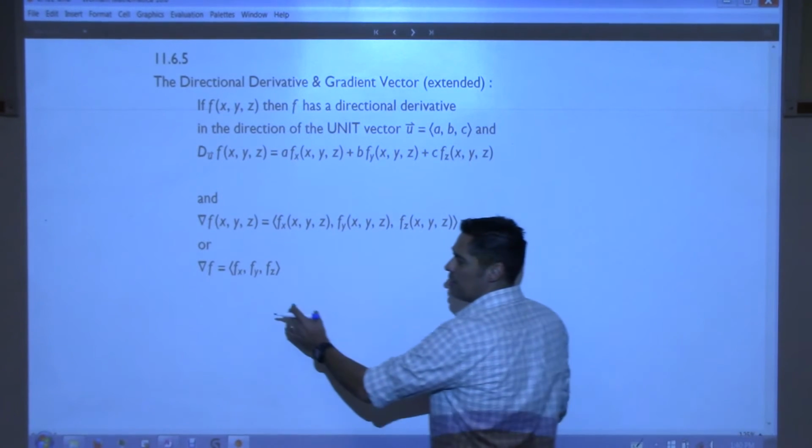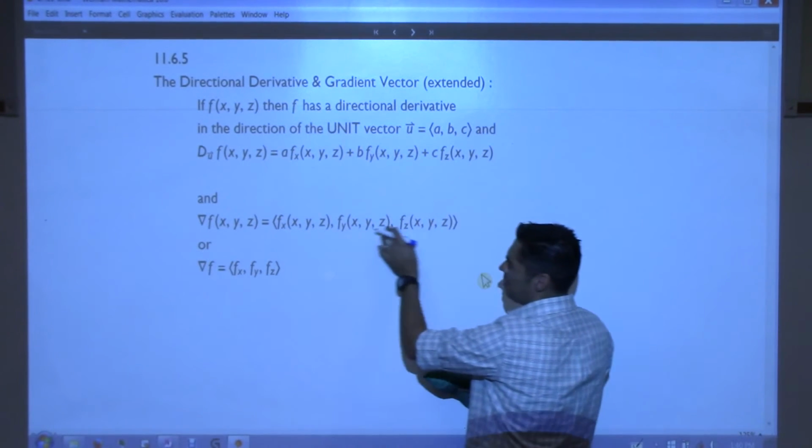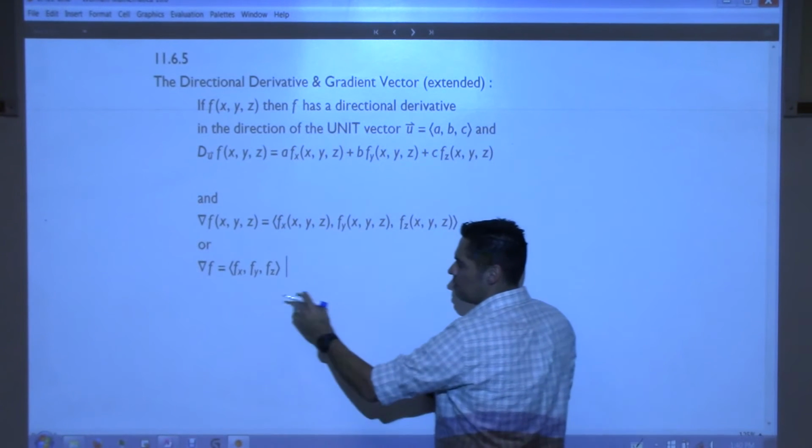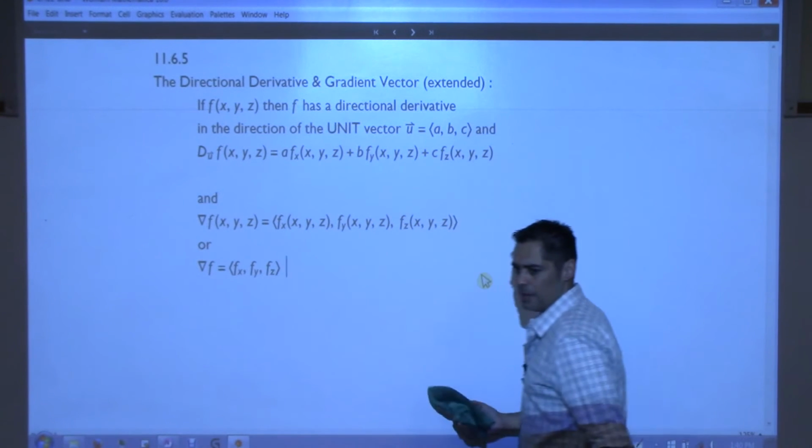So there are two different notations. Del f is either written out that way with all the x, y, z's, which is too much, or the shorthand is something like that.